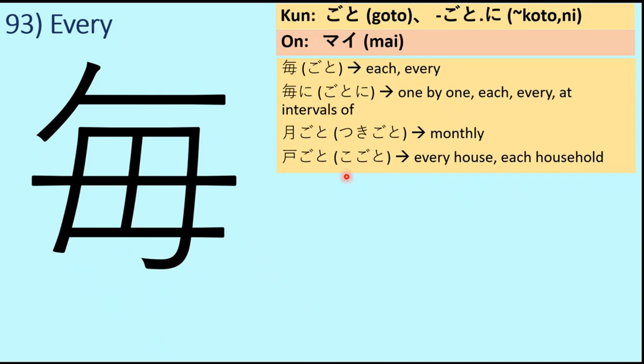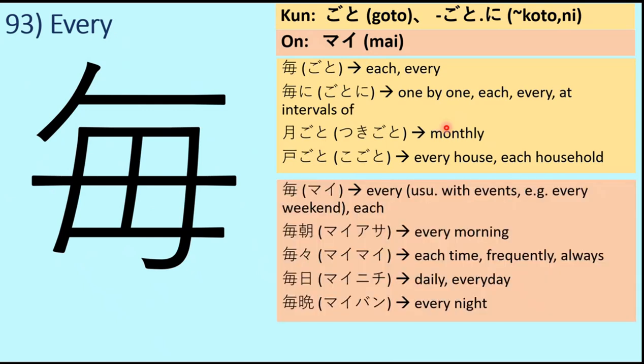So first let us see the kunyomi words. Goto means each or every. Then we have gotoni. Gotoni means one by one, each, every, or at intervals of. Then we have tsukigoto. Tsukigoto means monthly. As you know, tsuki means month, or it also means the moon, and from that moon it is related to the month as well. Then we have kogoto. Kogoto means every house or each household. So these are the kunyomi readings.